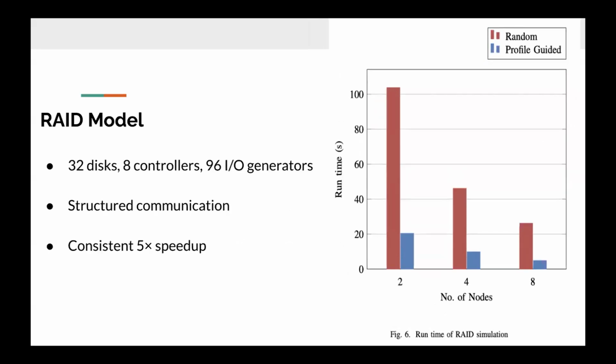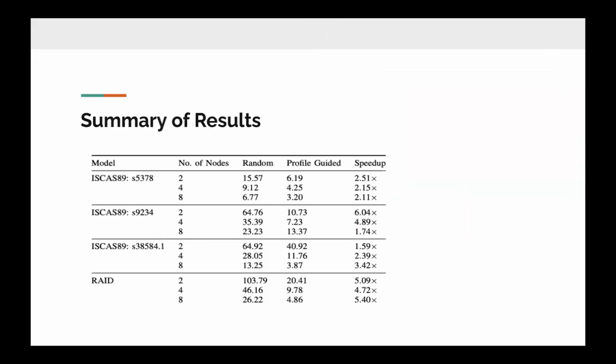And the same in the RAID model also, where the data is of similar type, we can see like 5x speedup for the profile guided approach. And then here is the summary of the results. Here are the speedups, the comparisons of how many nodes we used and what algorithm we used, and these are the speed comparisons.